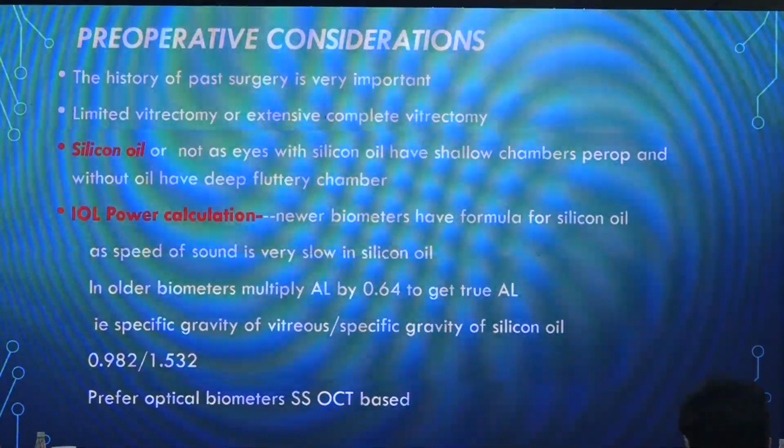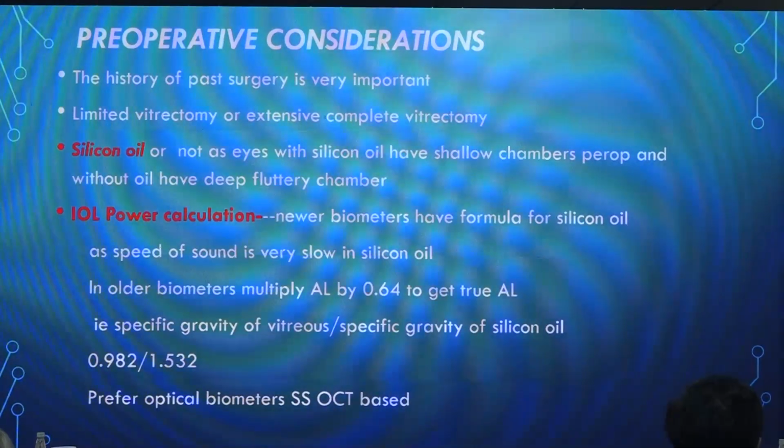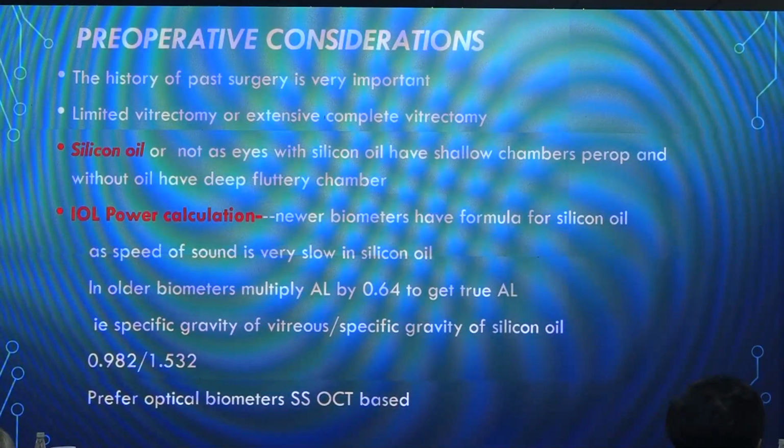The history of past surgery is very important. Whether it is a limited vitrectomy or an extensive complete vitrectomy decides how we have to go about it. And the third point is whether it is a silicone oil filled eye or not. Because if it is a silicone oil filled eye, it will have shallow chambers pre-op and per-op, and without oil, deep fluttery chambers. Both are different, so our planning remains different.